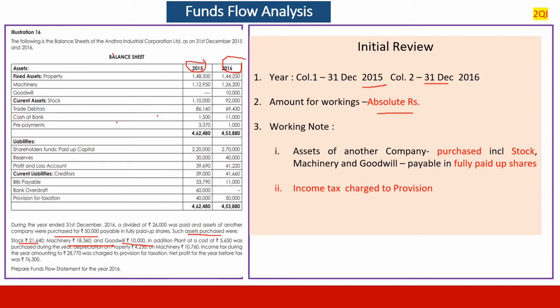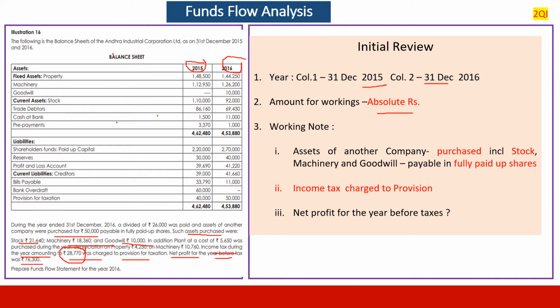Number 2, income tax charged to provision. Charged means it is paid. It says here income tax during the year amounting to 28,770 was charged to provision for taxation. Means provision for taxation to bank account is what we paid during the year, 28,770. For that we have to prepare income tax account. And here there is one special item which is given at the end: net profit for the year before tax is 76,300.